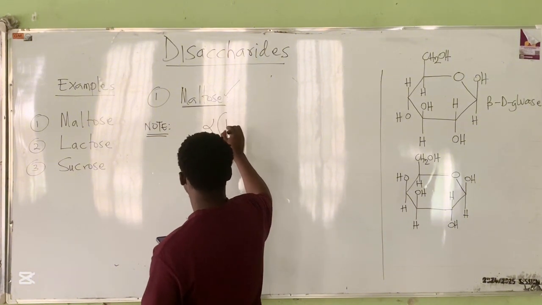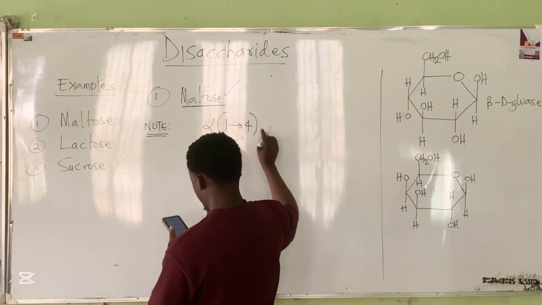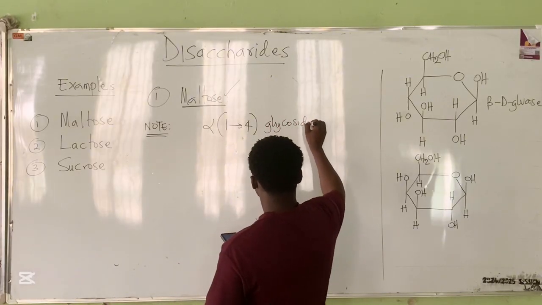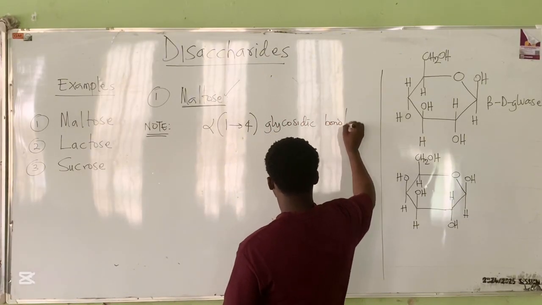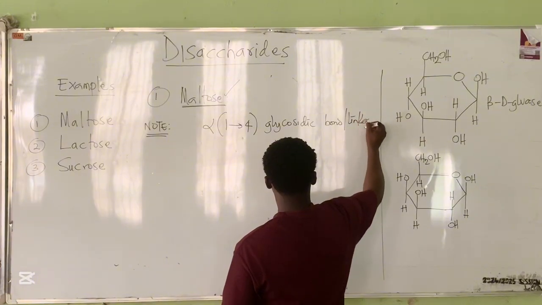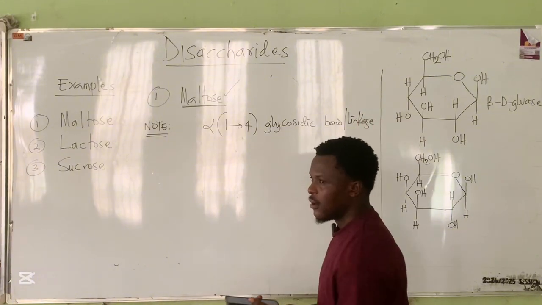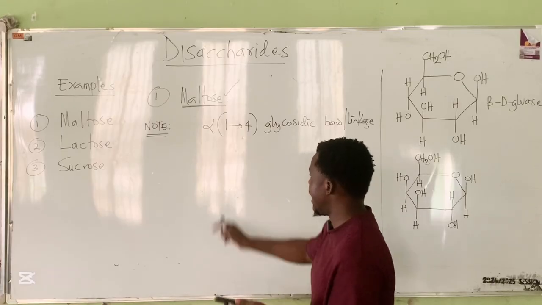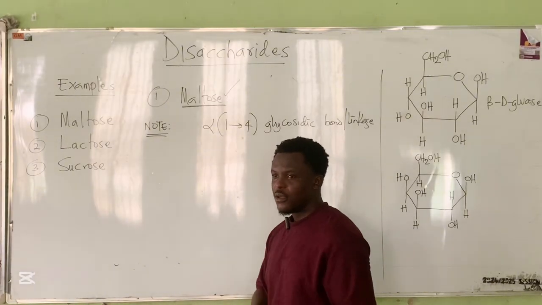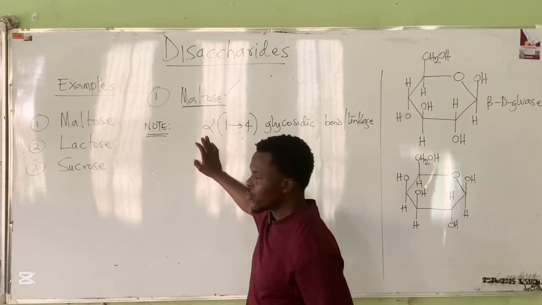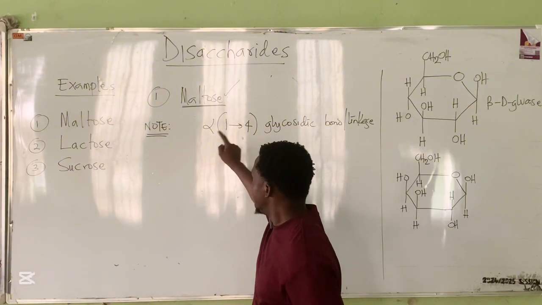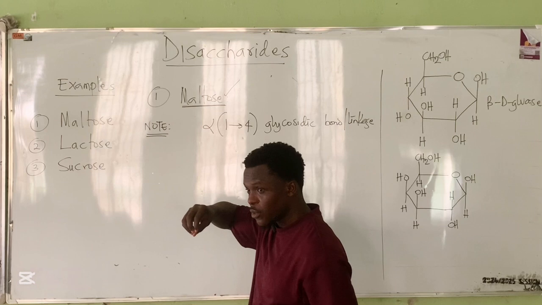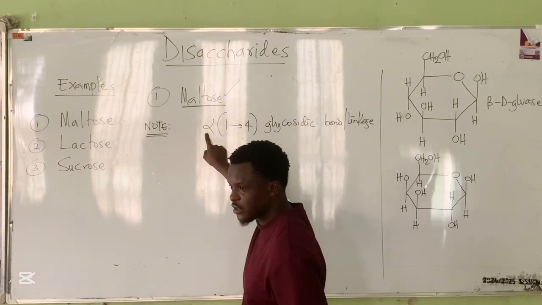alpha 1,4 glycosidic bond or linkage. It's made up of two glucose units joined by alpha 1,4. Now this alpha simply means that the first, please look up. Alpha means the first unit of the first glucose. The OH has to be what?